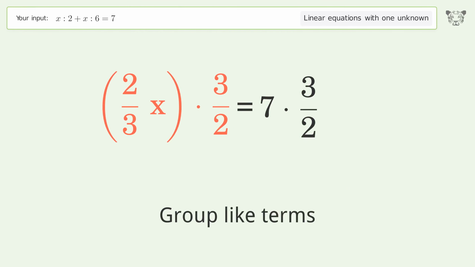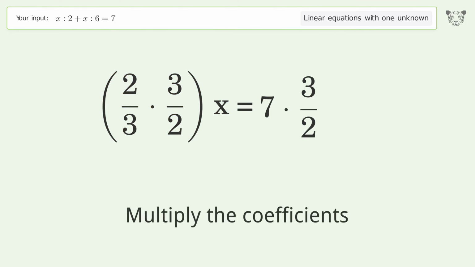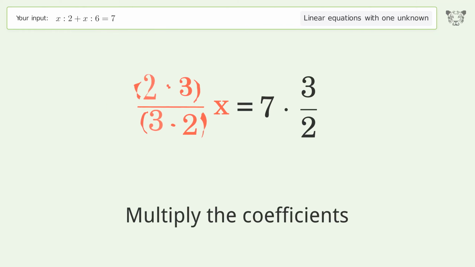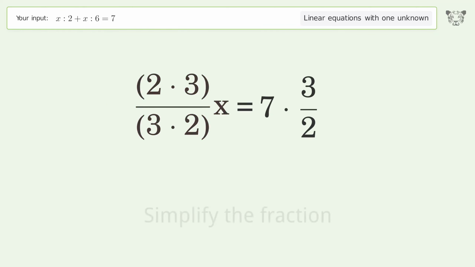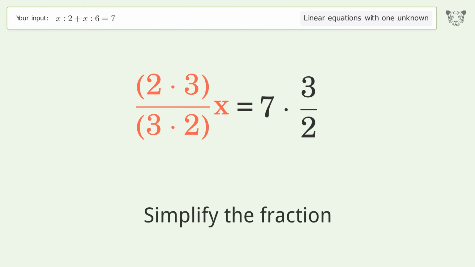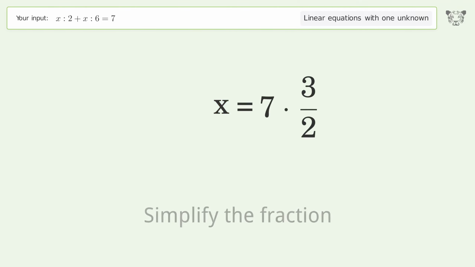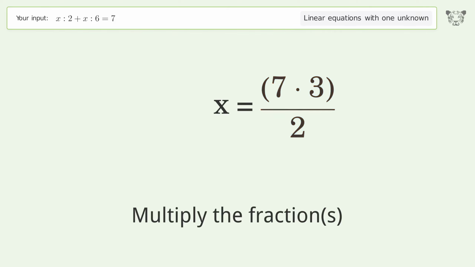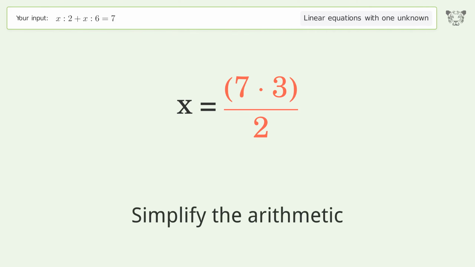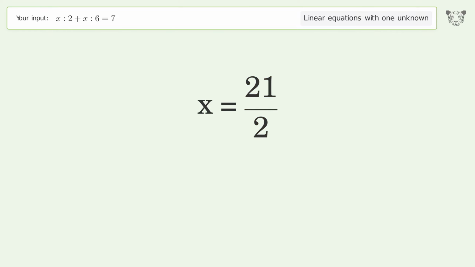Group like terms. Multiply the coefficients. Simplify the fraction. Multiply the fractions. Simplify the arithmetic. And so the final result is x equals 21/2.